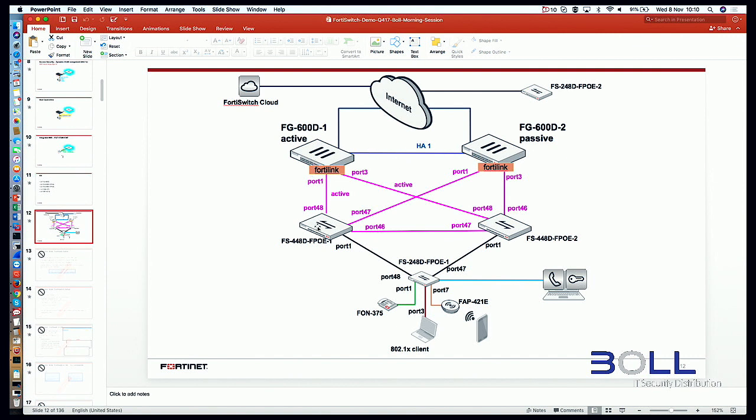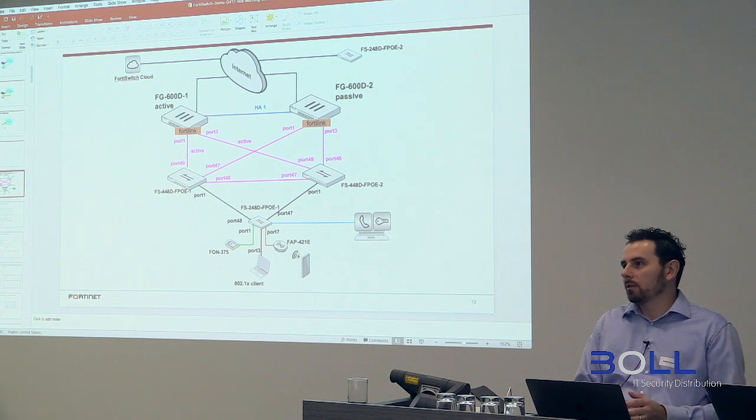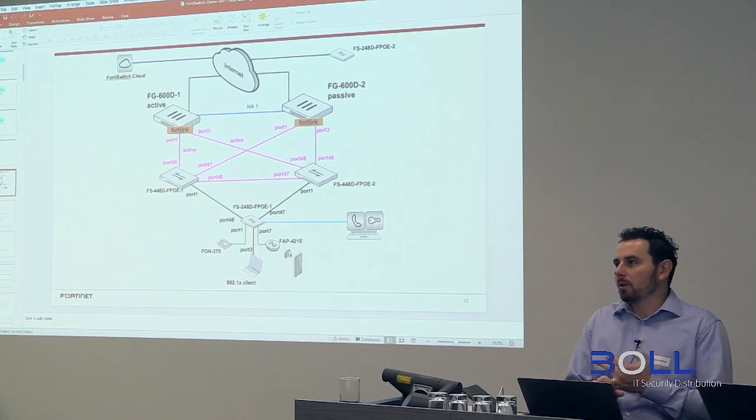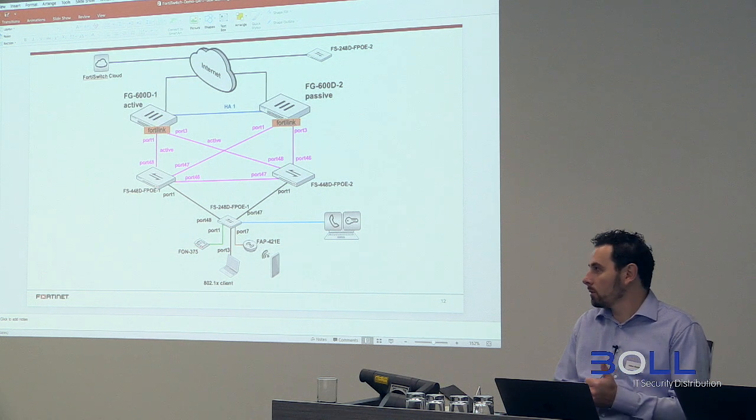We have a pair of switches to represent the distribution layer, and we will set MCLAG and full redundancy, right? And then we will connect one access switch to represent the access, and here we will connect some devices: the FortiPhone, the FortiAP, and a client, so we can demonstrate the features that we discussed. So the host quarantine, the 802.1X dynamic VLAN assignment, MAC auth bypass, and single sign-on.